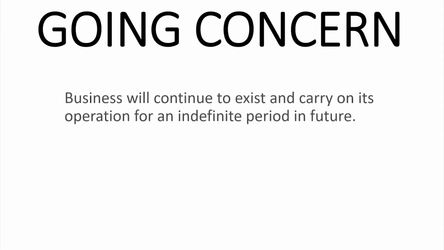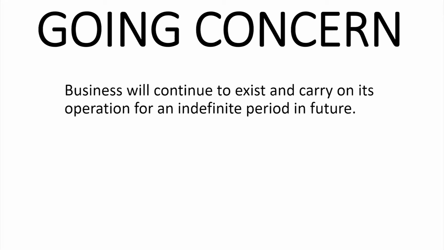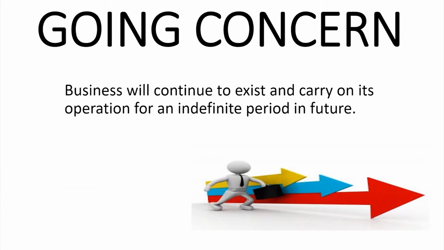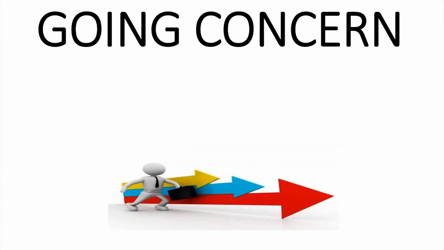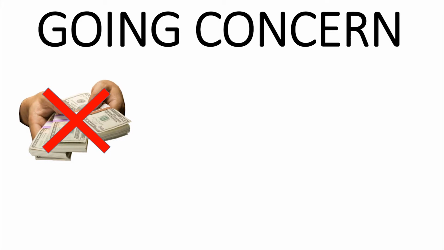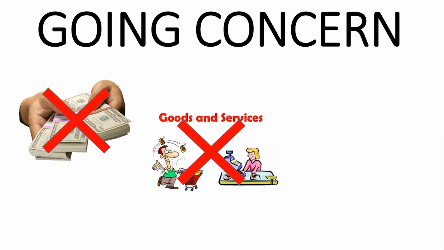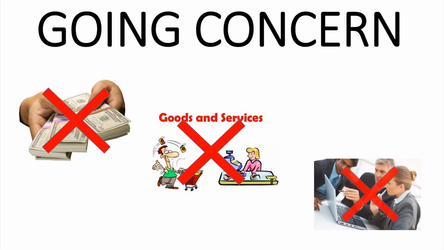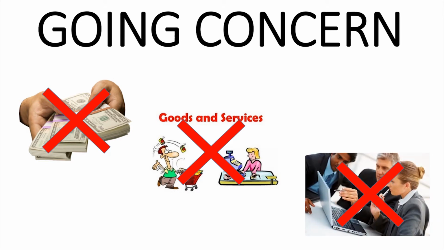Next concept is going concern. According to this concept, accounting assumes that the business will continue to exist and carry on its operation for an indefinite period in future. We record all the financial transactions of a business keeping this point of view in our mind that a business unit is a going concern, not a gone concern. Otherwise, the banker will not provide loans, the supplier will not supply goods or services, the employees will not work properly, and the method of recording the transaction will change altogether.